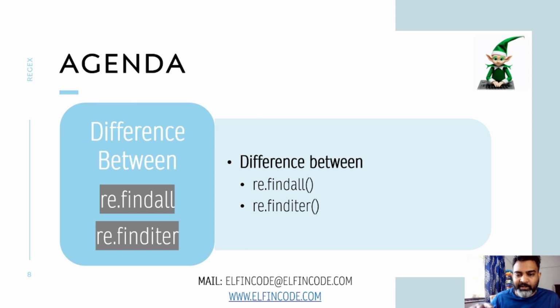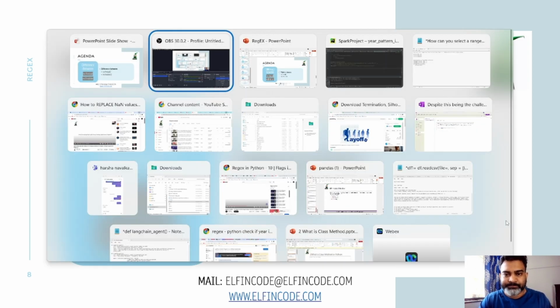In findall, it will be returning a list of items that match the given pattern in your given text, whereas finditer will be returning an iterable object for all those matching patterns in your given text. So let us do a practical to understand this in a little more detail.